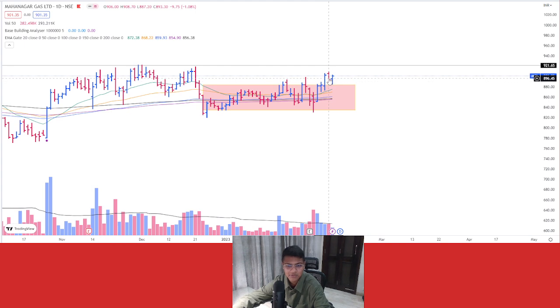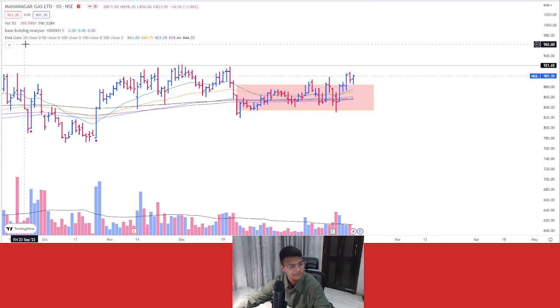But the next day, the stock failed to follow through and formed a red bar. But this red bar was above the range which it broke out from, which gave me further confidence that the stock is still strong and a buy can be initiated in the upcoming days.